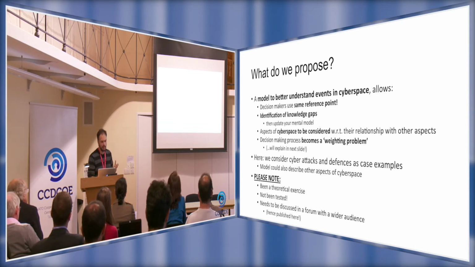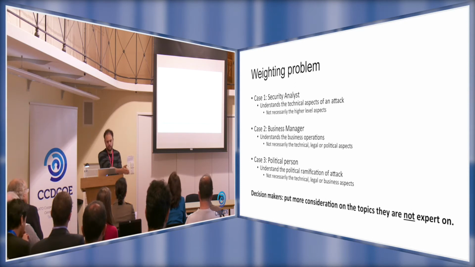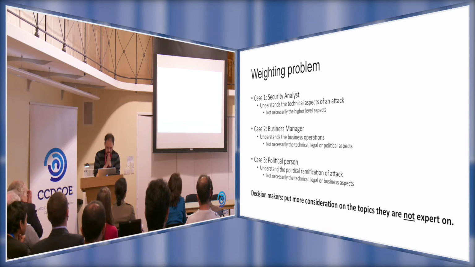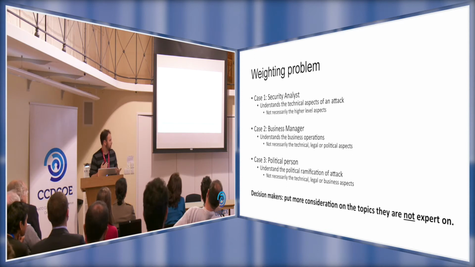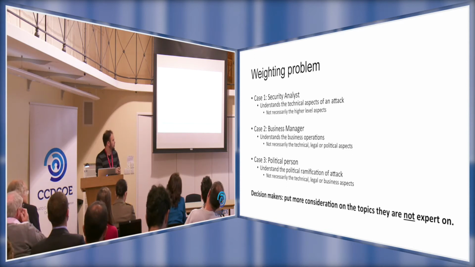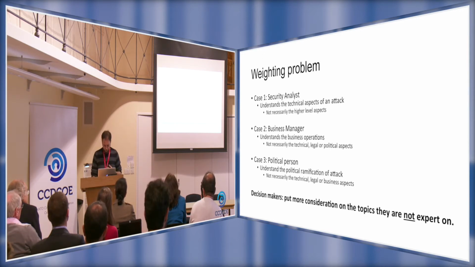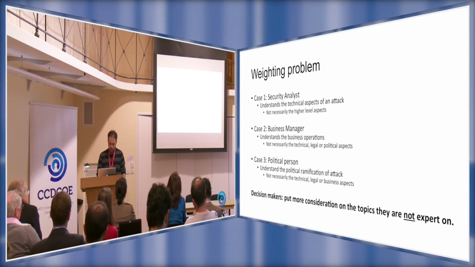So with weighting problem, what I mean, and I kind of touched upon this earlier, is that if you are a security analyst, then you will know a lot of the technical aspects of an attack, but you may not understand some of the business side of things. If you're a business manager, you may not understand the technical side. If you're into policy or you're a political person, then you may have an understanding of political ramifications of attacks, but you may not understand the technical aspects or even the business aspects. Depends on your role, right? So essentially, the decision makers should put more consideration on the topics that they are not an expert on.